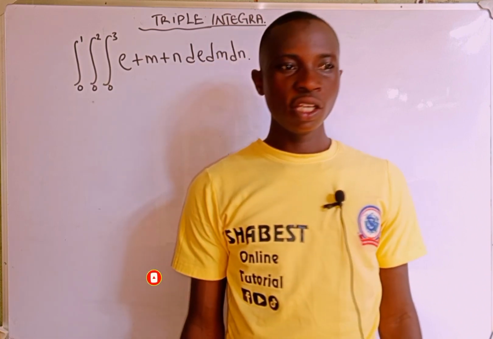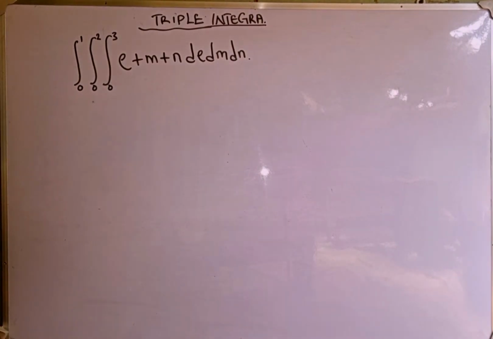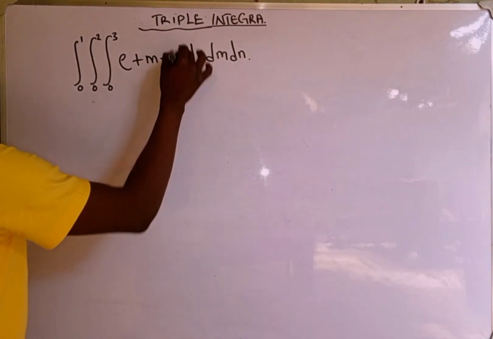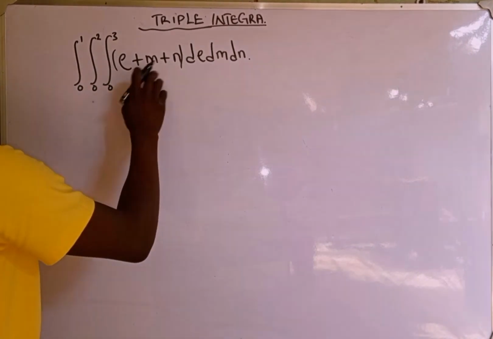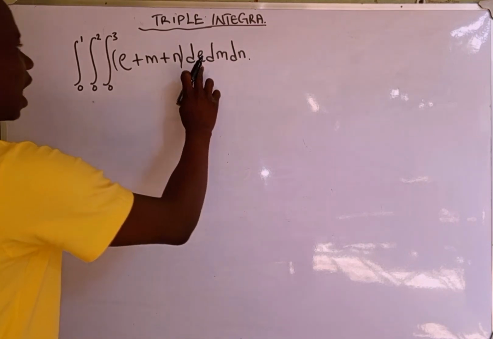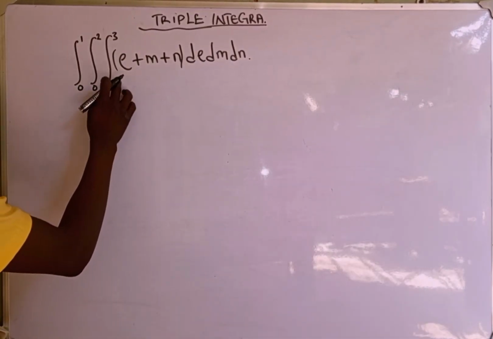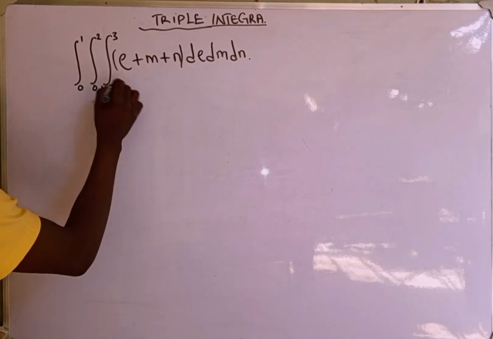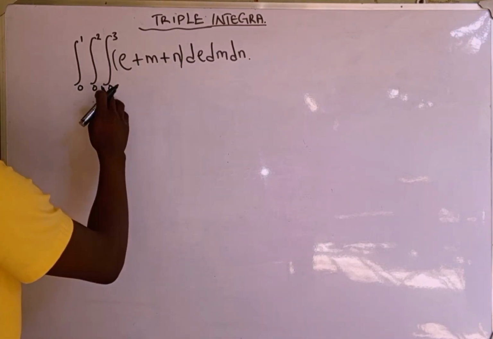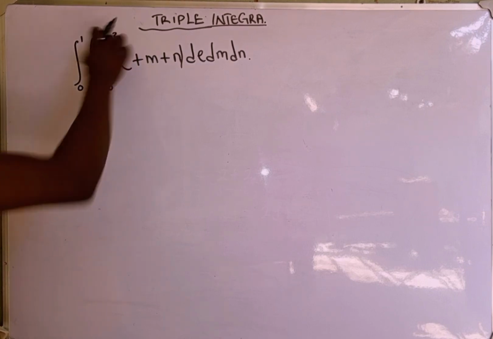So the question on the board is a triple integral with three variables. So let's get started. Solution. The first thing we are going to do, this function e plus m plus n, we are going to integrate it first with respect to e. And this e corresponds with the first integral, which is the integral of this function, with lower bound 0 and upper bound 3.